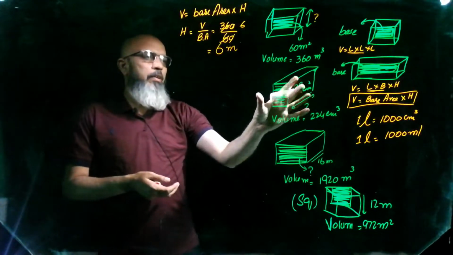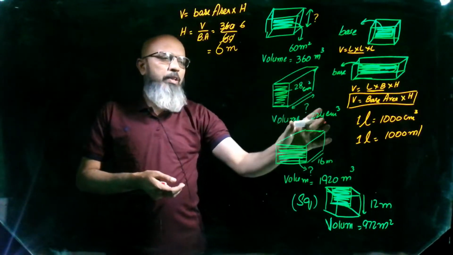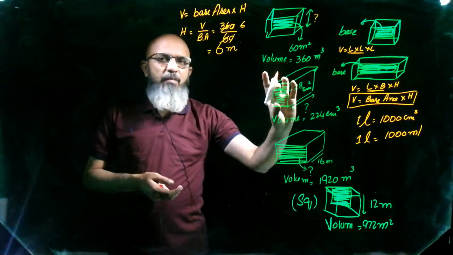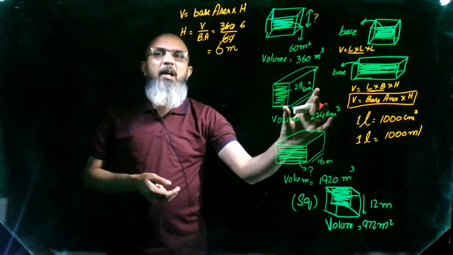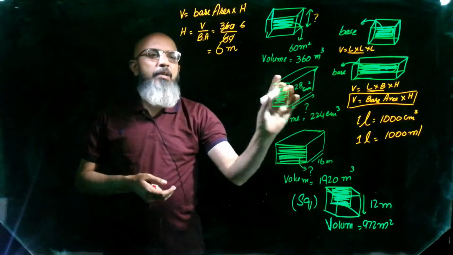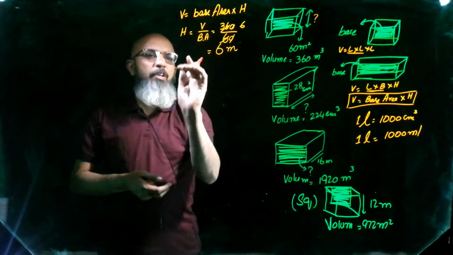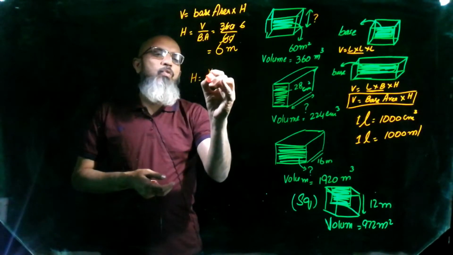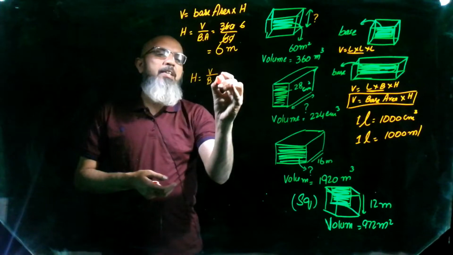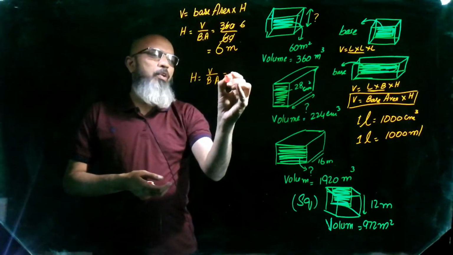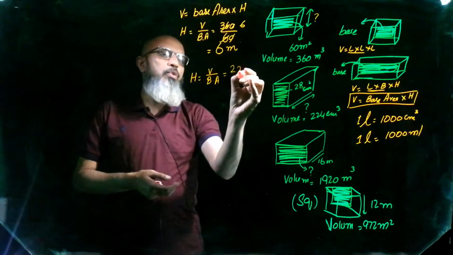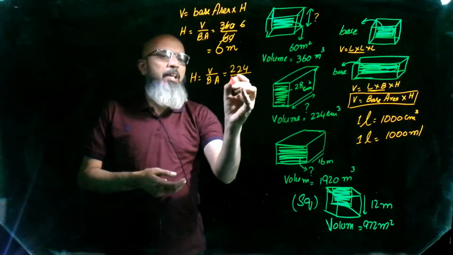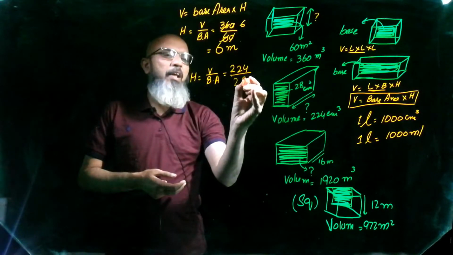Similarly, if you look at the next question, what is given to you? The volume is given to you, the base area is given to you, and you have to find the unknown height. So again, we will use the same formula. Unknown height is equal to volume over base area. So what is volume? Volume is 224 centimeter cube, and what is the base area? That is 28.